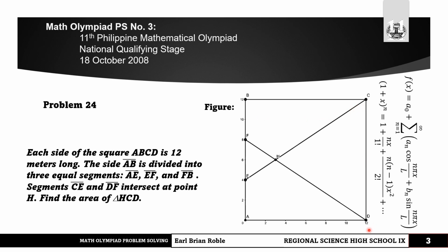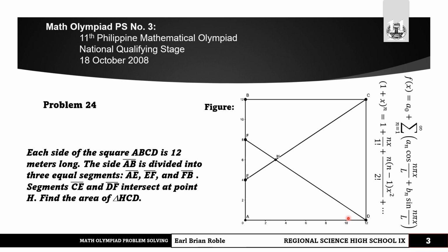Okay, so the side AB, this one, is divided into three equal parts or three equal segments. So we have here E and F, so that you will have AE, EF, and FB. Also, the problem tells us that there exist segments CE here, and DF here, for which the intersection is called point H. So we are asked to find the area of this portion, this triangle, H, C, and D.